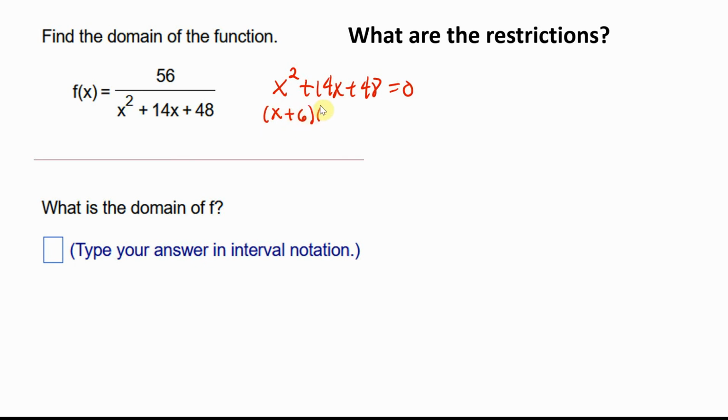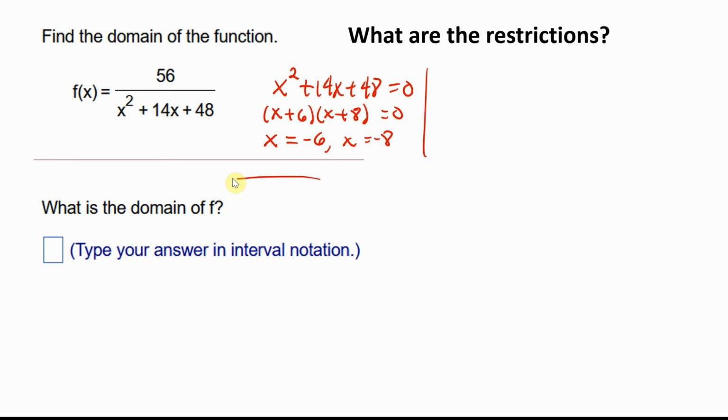x plus 6 times x plus 8. Two numbers that when you multiply we get 48, but when you add them you get 14. So 6 times 8 is 48, 6 plus 8 is 14. Good. So you get x is equal to -6, x is equal to -8. So this means that my domain has to exclude those two values. Do you see that? Because those two values make the denominator 0. That's a uh-oh.